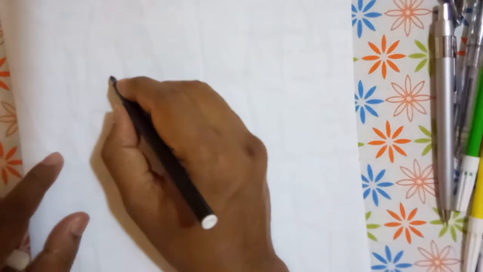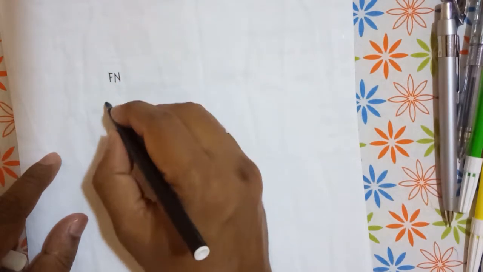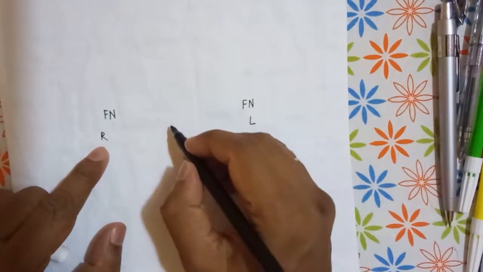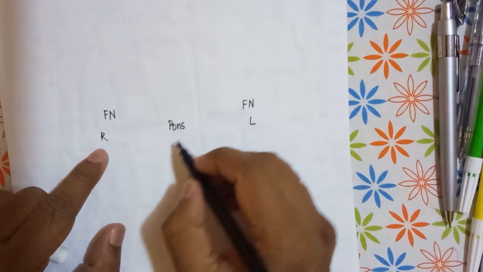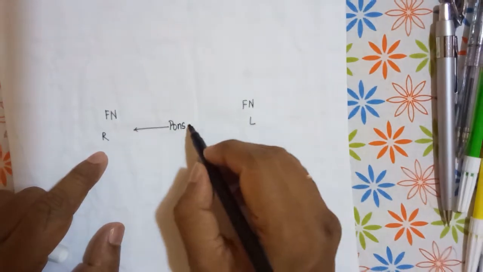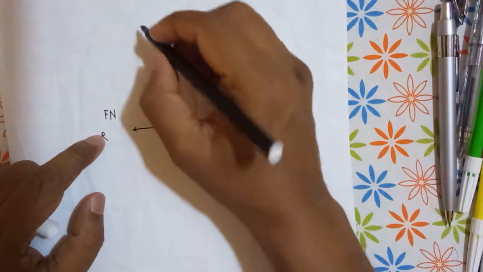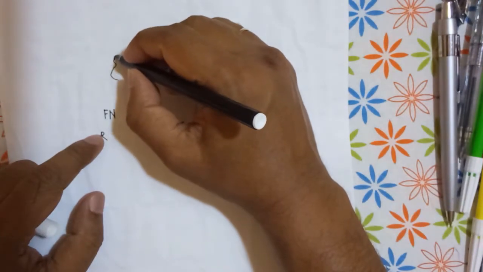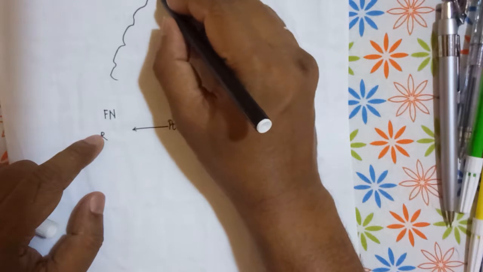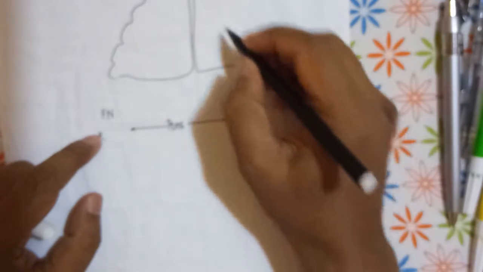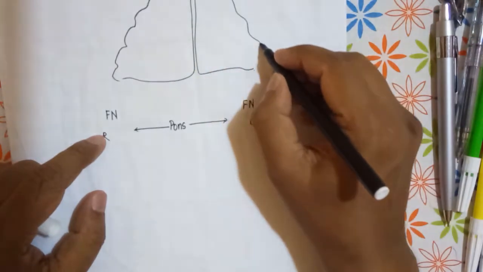Now, the facial nerve: I have the right facial nerve, I have the left facial nerve. The facial nerve nuclei are in the pons. So both the nuclei are in the pons. These nuclei are further controlled by the higher center, say the cerebrum. So I'm just drawing the outline of the cerebrum. I have the right and the left cerebrum.